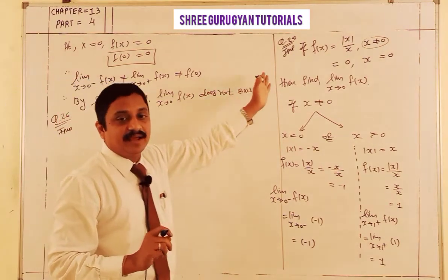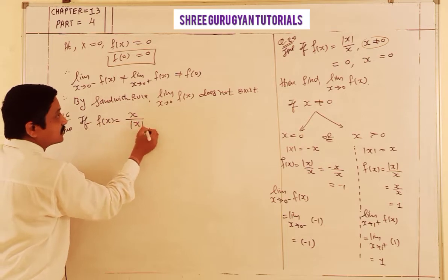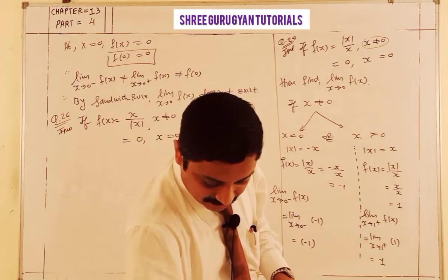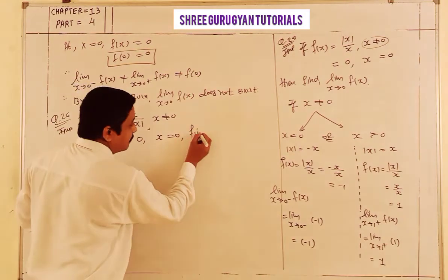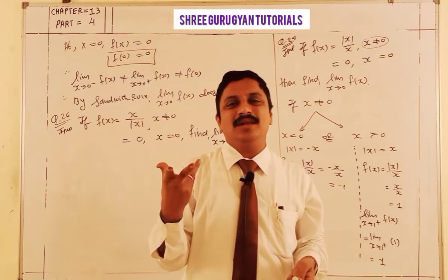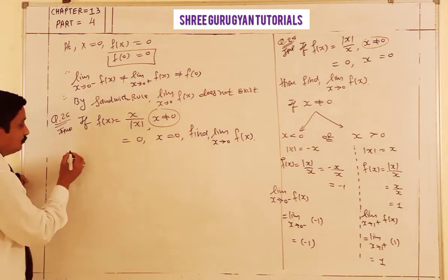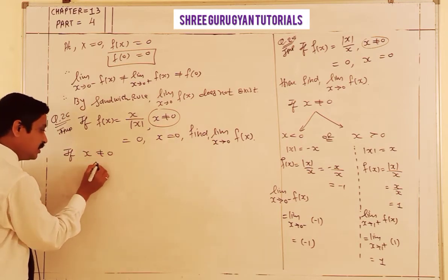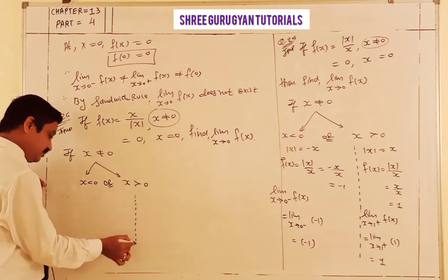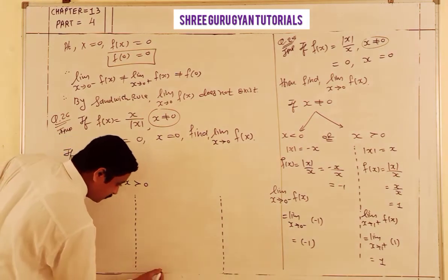Now question number 26 is the same as this important question, students. Related to 25, it is just the reciprocal that is given: if f(x) is x by modulus x, x never 0, f(0) is equal to 0, find the limit as x tends to 0 of f(x). Same calculations, only the factors are reciprocal of question number 25. If x is never 0, definitely x is less than 0, otherwise x is more than 0. Here you create two partitions and easily decide in the two partitions whether the limit exists or not.